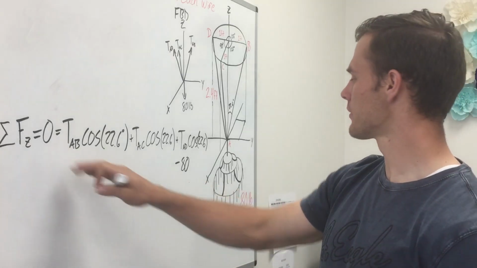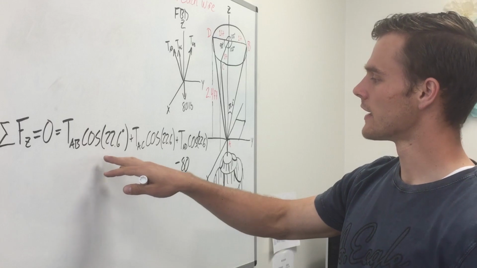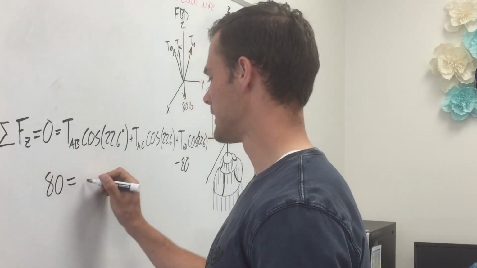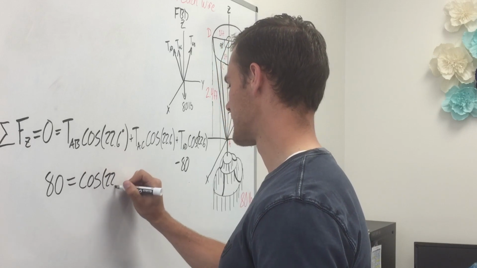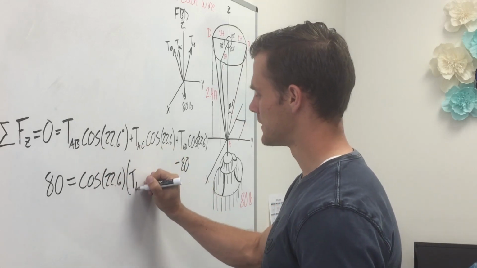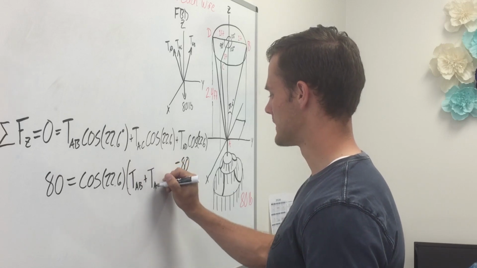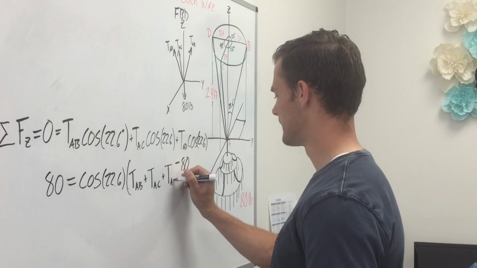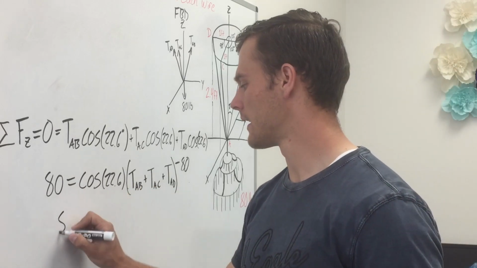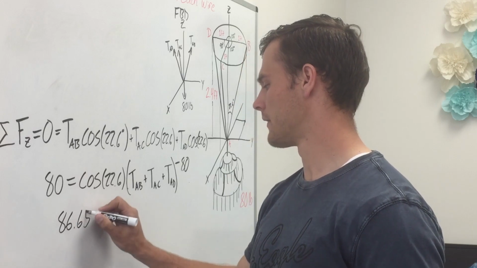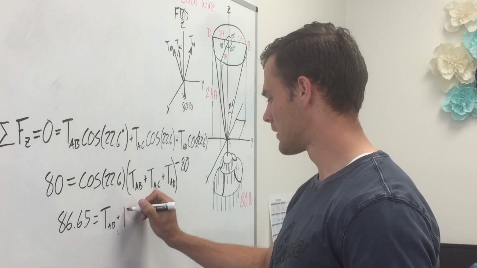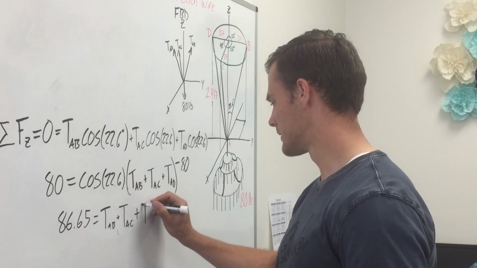Okay, since this is set equal to 0, we can add the 80 over. And since each of these are multiplied by the cosine of 22.6, we can factor that out. And we'll have the equation that 80 equals the cosine of 22.6 times each of these added up: TAB plus TAC plus TAD. And we can divide cosine of 22.6 over to this side, and we'll end up getting that 86.65 equals TAB plus TAC plus TAD.